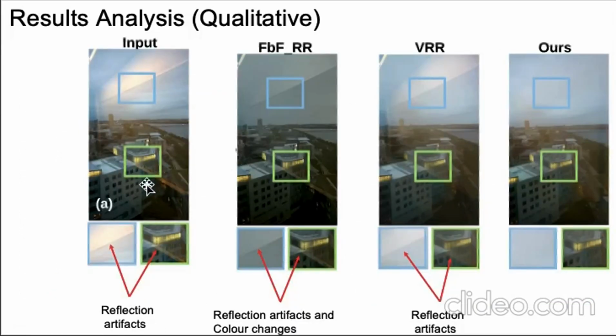The same applies to this video. We can see that the input has some reflection artifacts here from the room, from a whiteboard reflected on the glass barrier. We can see that using frame-by-frame reflection removal, we can still see some reflection artifacts, and we still see also some color changes. The same for VRR, we can still see some clear reflection artifacts in the separated background. However, our method showed the best separation out of all of them.